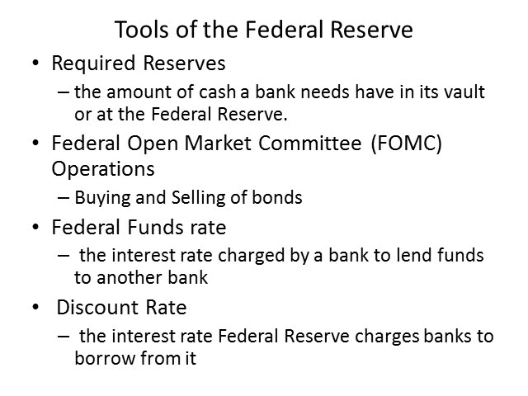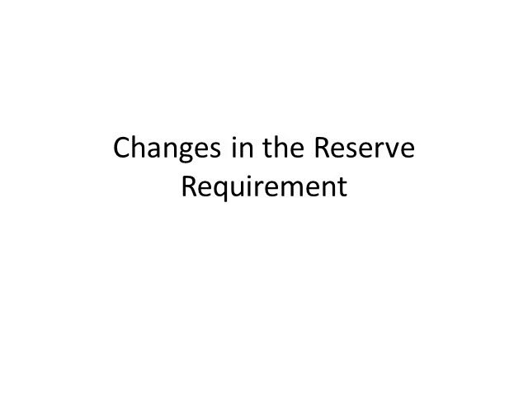The Federal Open Market Committee operations, that is the buying and selling of bonds. The federal funds rate, which is the interest rate charged by a bank to lend funds to another bank. And finally, the discount rate, the interest rate that the Federal Reserve charges banks to borrow from it. Let's look at the changes in the reserve requirement and how they impact the money supply.